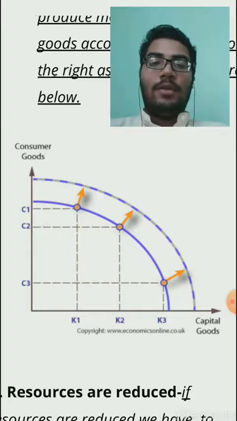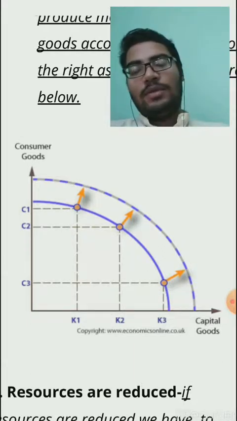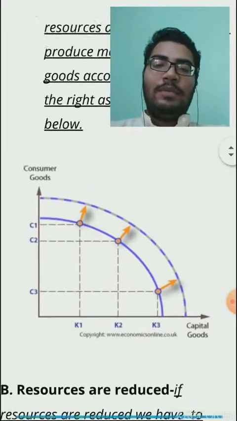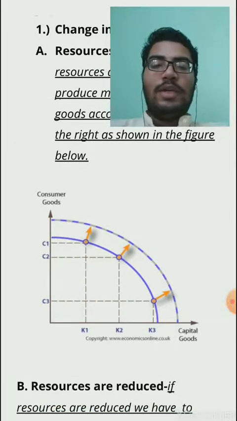So when resources in an economy are increased, we can produce both goods in much more quantity with the higher availability of resources. तो ये होता है मेरा फर्स्ट पॉइंट कि अगर रिसोर्सेज इकोनॉमी में इंक्रीज हो जाए तो दोनों गुड्स का जो प्रोडक्शन है वो भी इंक्रीज हो जाएगा.